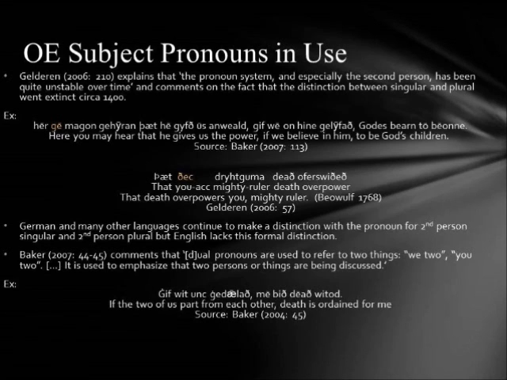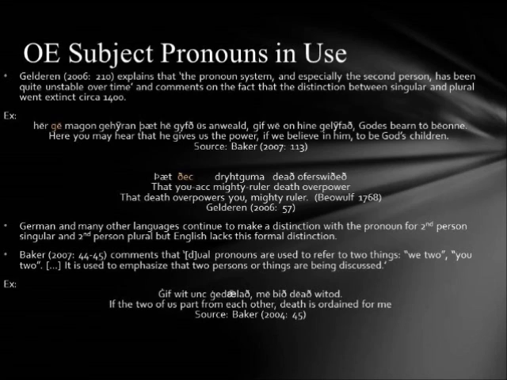Here there are two sentences, and my apologies, I'm not going to try to pronounce these sentences because I don't want to offend everyone with my Old English, which is quite rusty, but I just wanted to illustrate an example of the first sentence, subject in the plural, and then the second sentence, the subject is in the accusative case, and it's actually singular. The first sentence here, you may hear, is that he gives us the power, if we believe in him, to be God's children. And then the second sentence: that death overpowers you, mighty ruler.